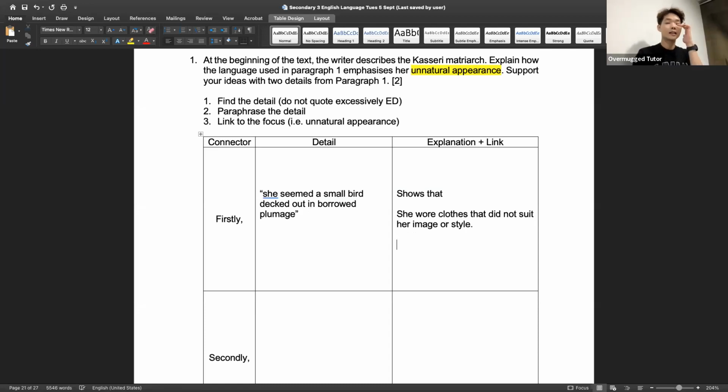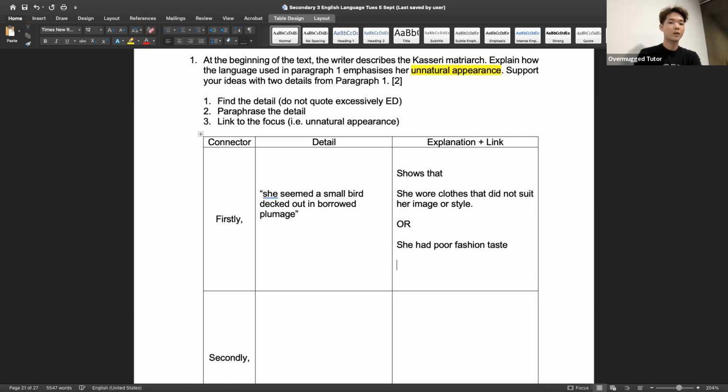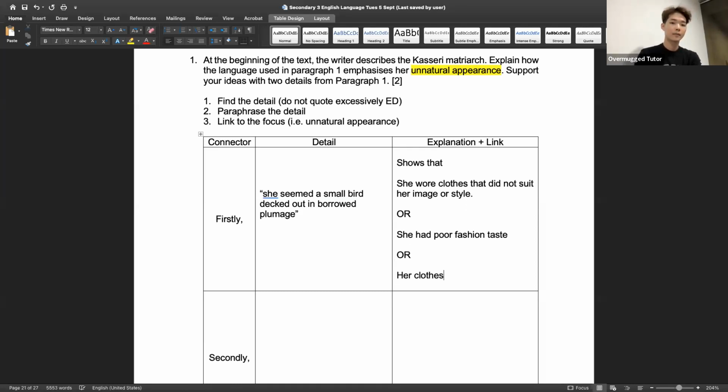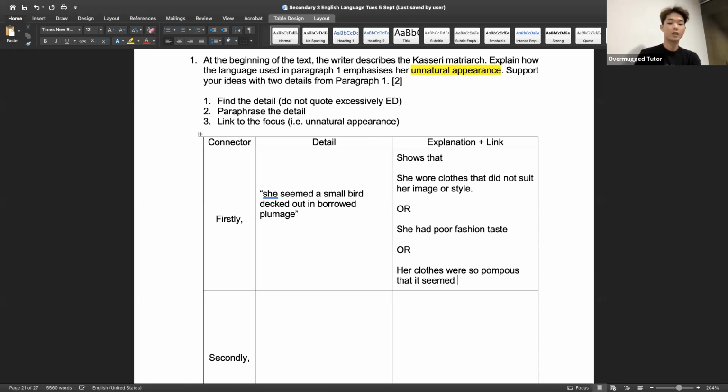That's one. So for example, you can think of maybe a grandma wearing a crop top and skinny jeans or miniskirt. It's going to be a bit weird. Okay. And then this is one answer. Another one is that she had poor fashion taste, or her clothes were so pompous that it seemed unsuitable for her. These are the various answers y'all can include. If you have other answers that you want to check or clarify with me, please just send me.